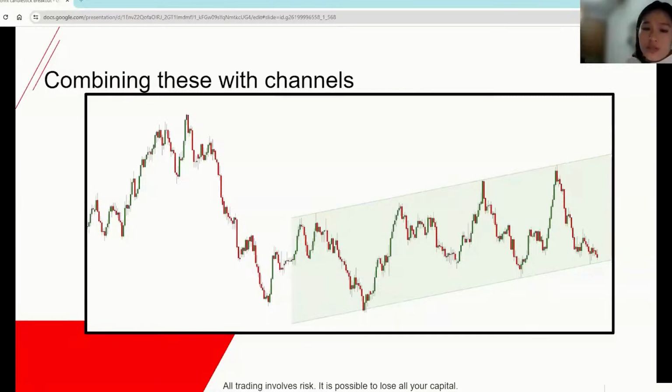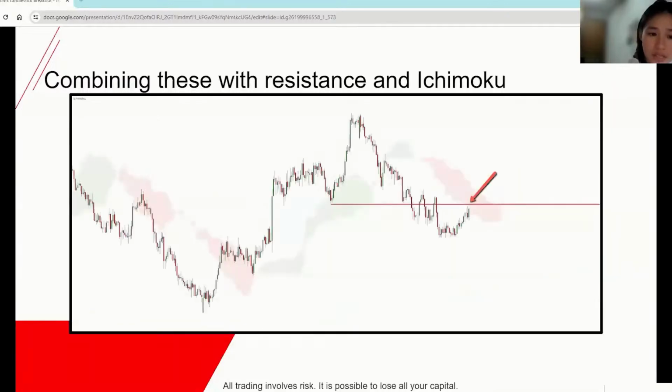And just to recap again, for valid channels, you want to make sure that it touches at least twice on top and twice below. Here we have more than twice, but as long as it touches at least twice, that's good enough. And of course, next is combining these with resistance and Ichimoku as well.